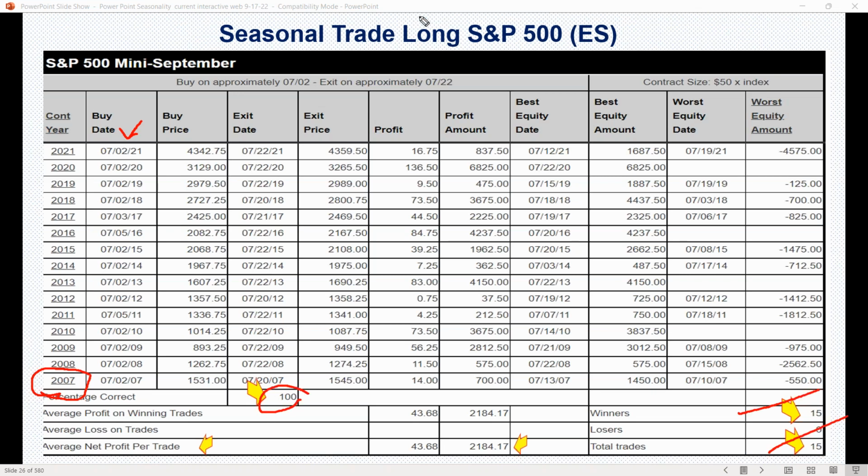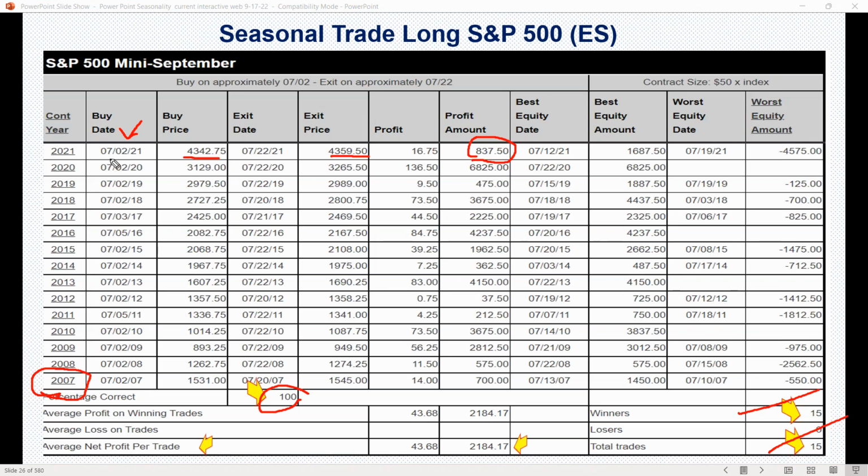15 winning trades. Now then you can see the entry price right here was bought at 4342.75, and then got out here at 4359.50. So, you know, 16.75 points. So if you did one contract, that was $837.50 on the S&P. Now you don't have to use the S&P. You could use the SPY, you could use SPX, but this is showing you those statistics based on the futures contract.